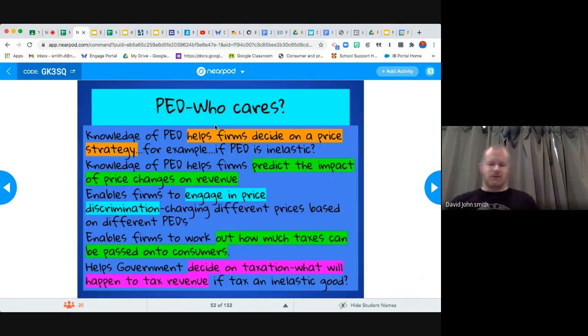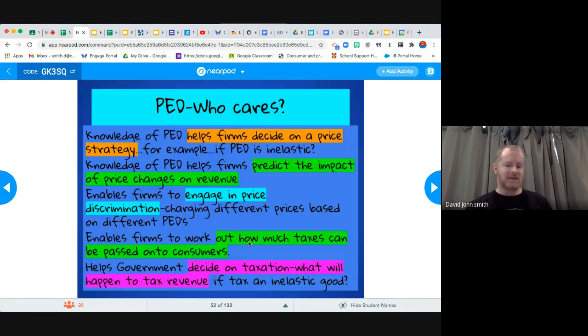So PED helps you to work out your price strategy, as said. PED helps you figure out what the impact is on your revenue, as said. It also helps you to engage in price discrimination. Now, this isn't a bad thing. We're not talking about, oh, we're not going to sell you this product because we don't like the look of you. No, it's not that. In this case, it's like we've seen in the airplane, where you've got the economy class, and then the premium, and then the business class, and then the first class. It's different prices based on different PEDs. Right? So if it's more inelastic for Joel as opposed to Max, then you might be able to charge them different prices for the same essential product.